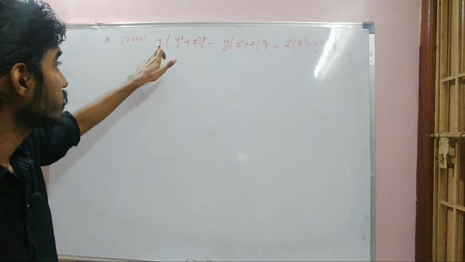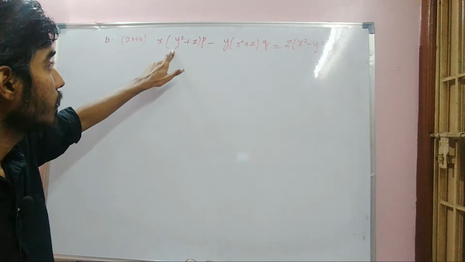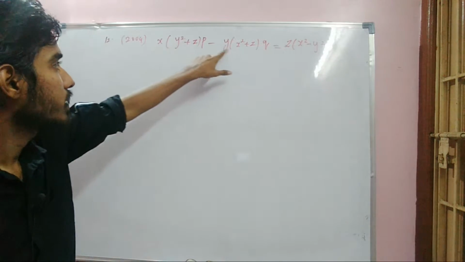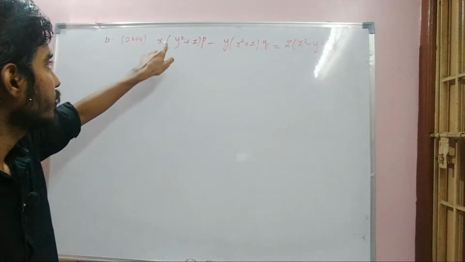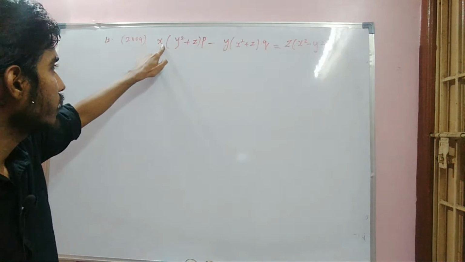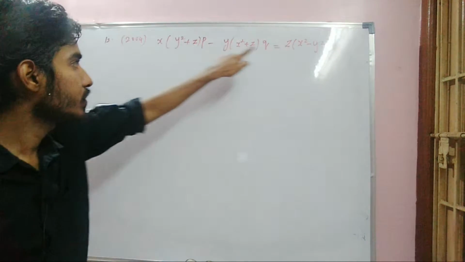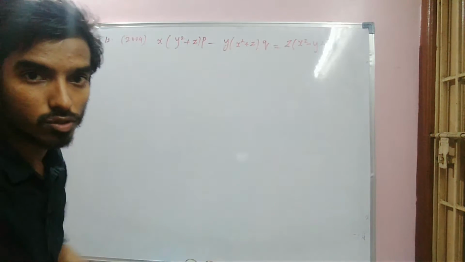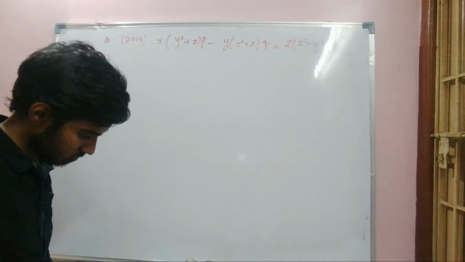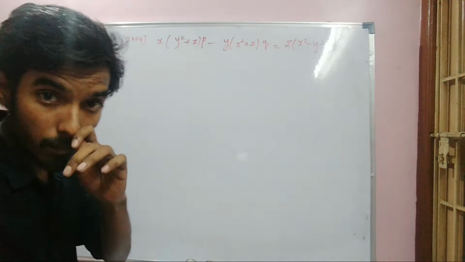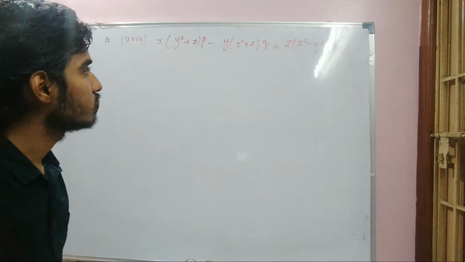If you take x, here you have x square y square, here you are going to have minus x square y square. If you take x here, you are going to have x square z, here you are going to have zx square. This is also not a solution. x comma y comma 1 is also not a solution.